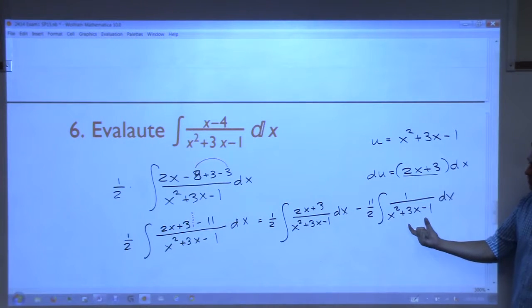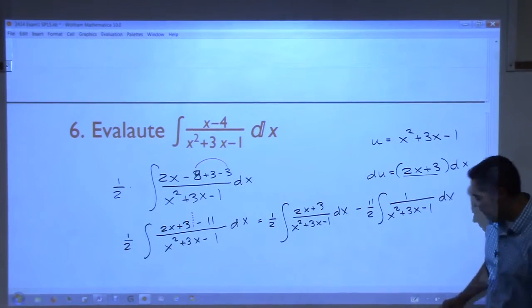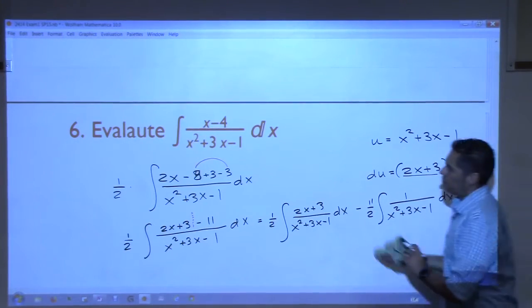This one, I'm going to have to just time out, pause, and we'll come back, and I'll show you how to do that. This we can't do yet because it doesn't factor. If it factored, it would be nice. It doesn't, so we need a new technique for this. Just a heads up, we're going to complete the square in the denominator, and then it's going to get us to a formula at some point. That's where we're headed.